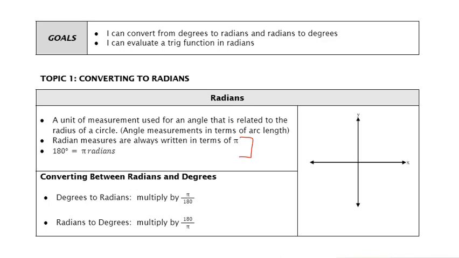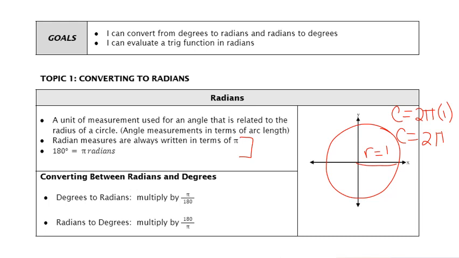Essentially, if we think about a circle that has a radius of 1, the circumference is 2 pi r, or 2 pi. We also know a circle is 360 degrees. So if we know that 2 pi relates to 360, then if I divide by 2, we're saying 180 degrees is pi, which is like 1 radian. We call that a radian.